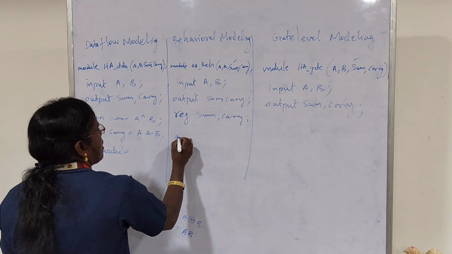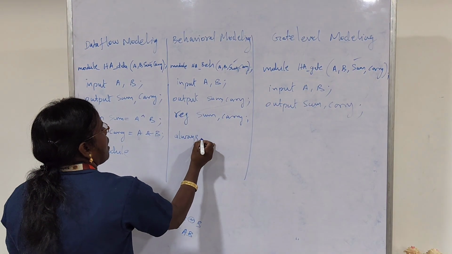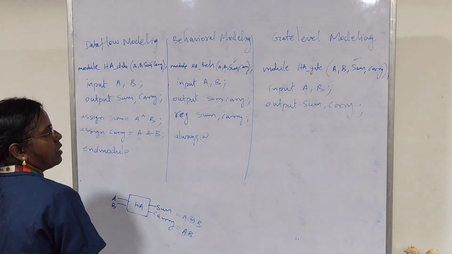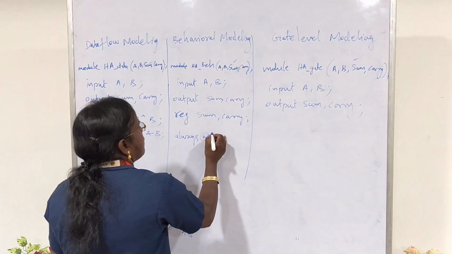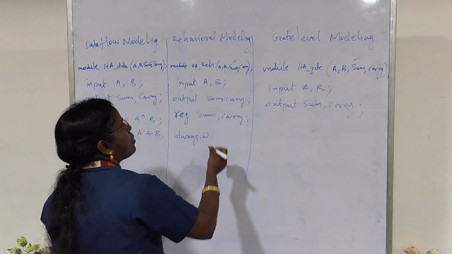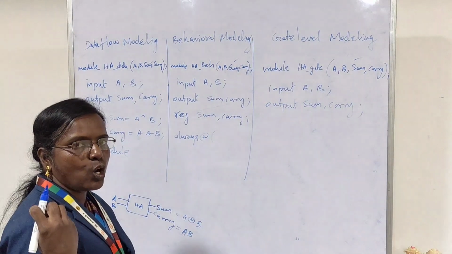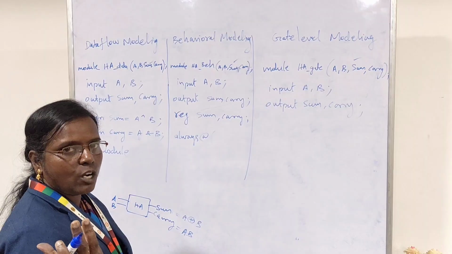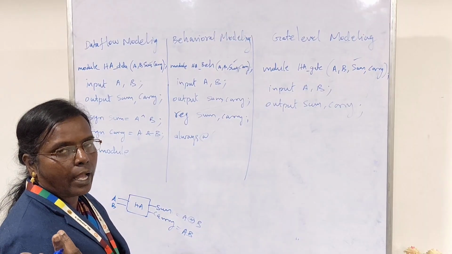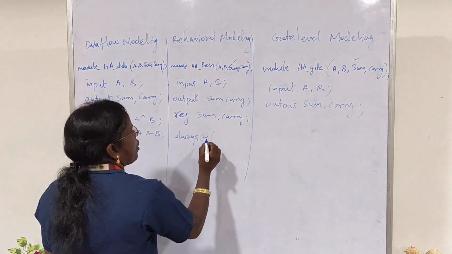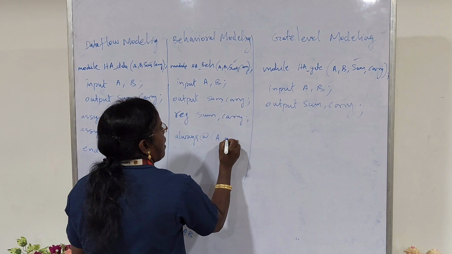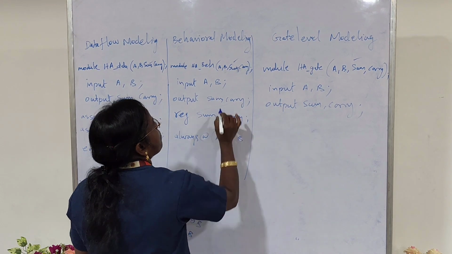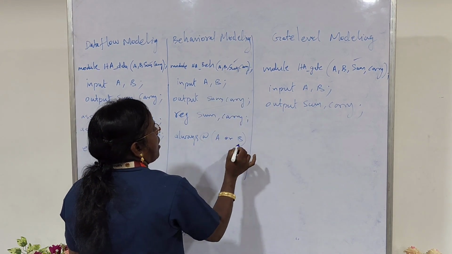So use the keyword always @, this is the event symbol, and within the brackets we have to list out all the input signals. Based on the input signals only, the output value can be modified, right? So you have to use A or B. These are the input signals declared.